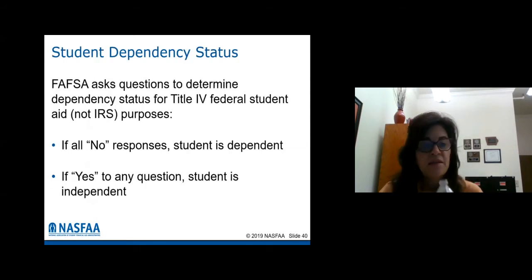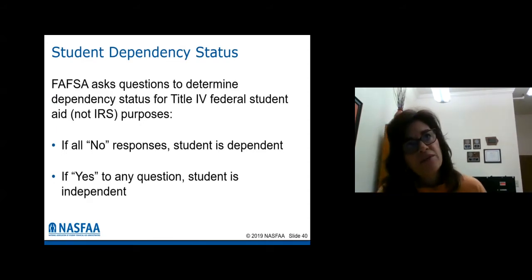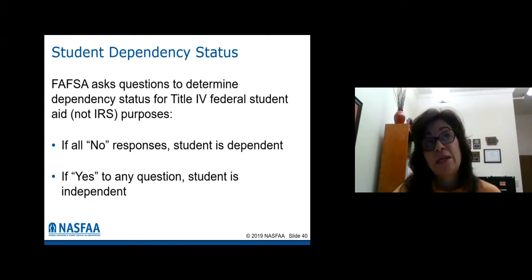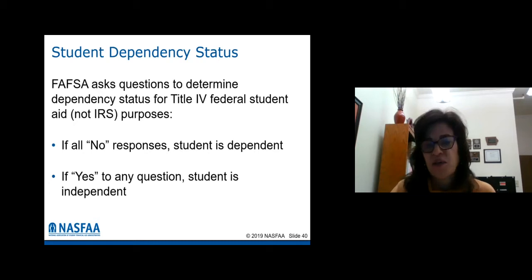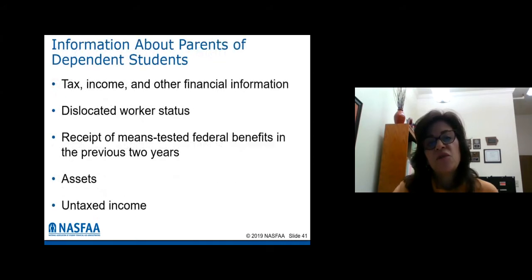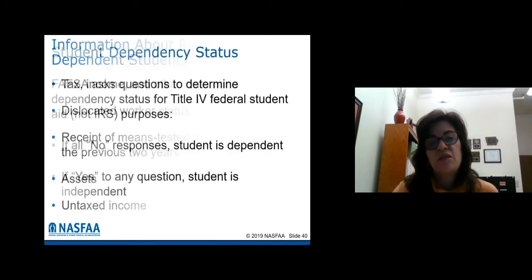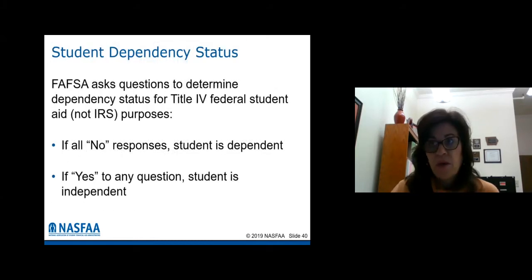Student dependency status. There's a series of about 10 questions that have to do with the student's dependency status, whether they are a dependent student in the federal government's eyes or an independent student. And this is a huge question we get asked a lot. A lot of times parents will say, hey, I don't claim them as a dependent on my tax return, so I don't have to be on the FAFSA. That's not true. The federal government makes it really, really hard for students to be independent.